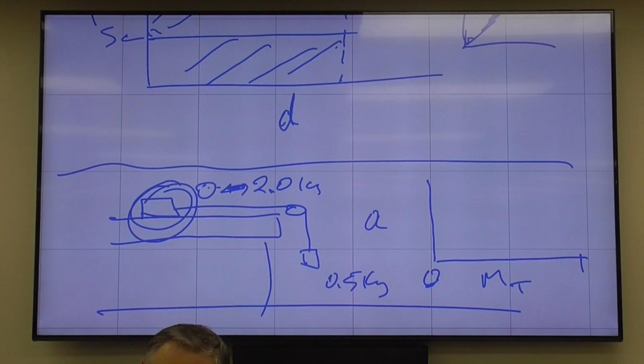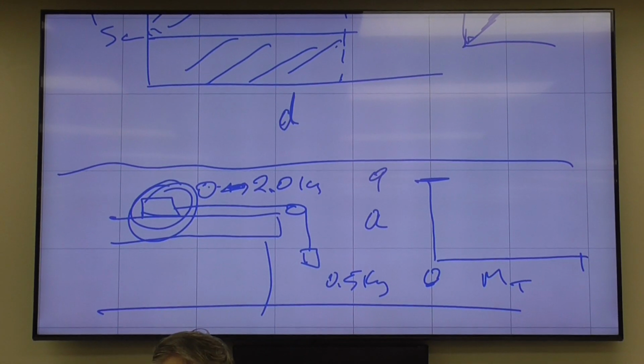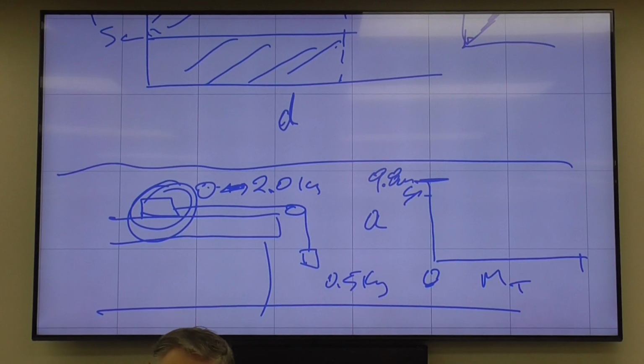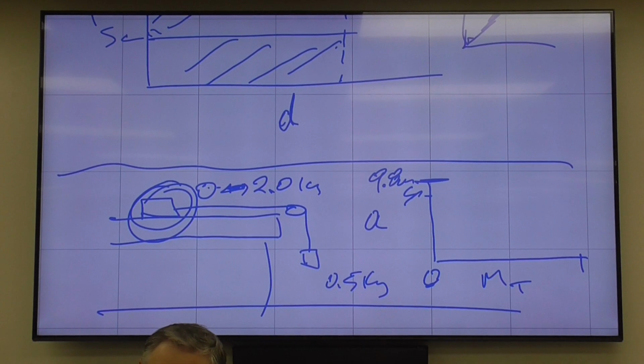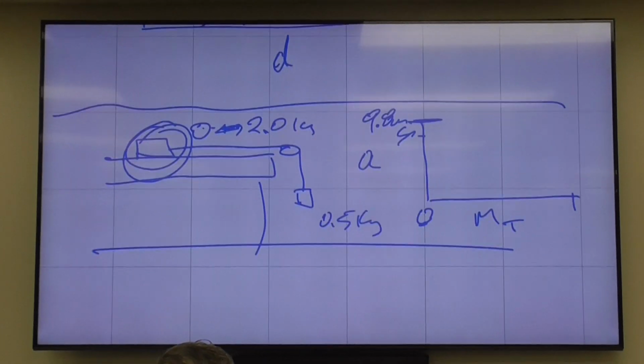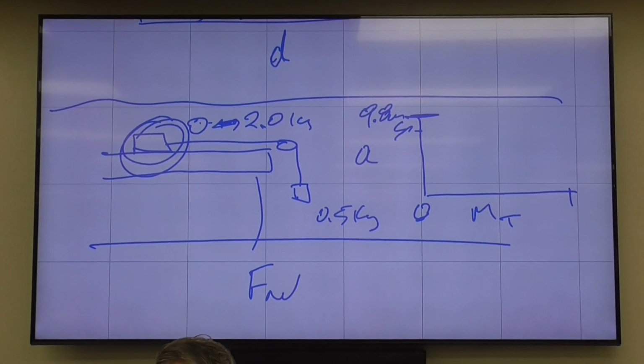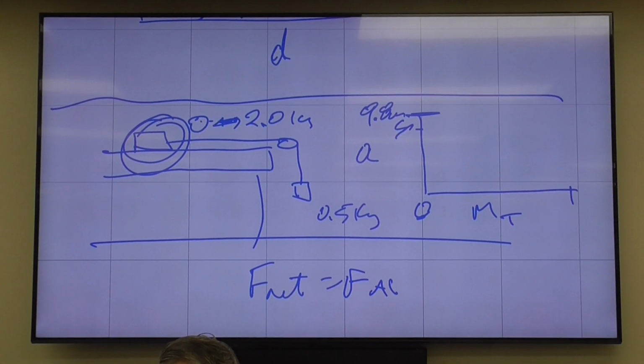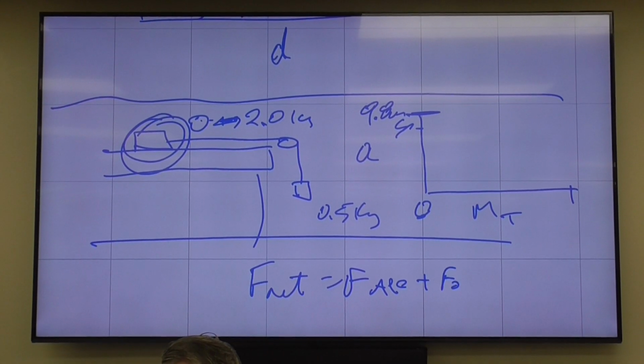What if that value it'll accelerate at 9.8 meters per second squared? Because what's the only force acting on the system? Gravity. Is that your net force? Yes, it's the only force acting on it. Now remember, net force equals force applied plus force opposing.